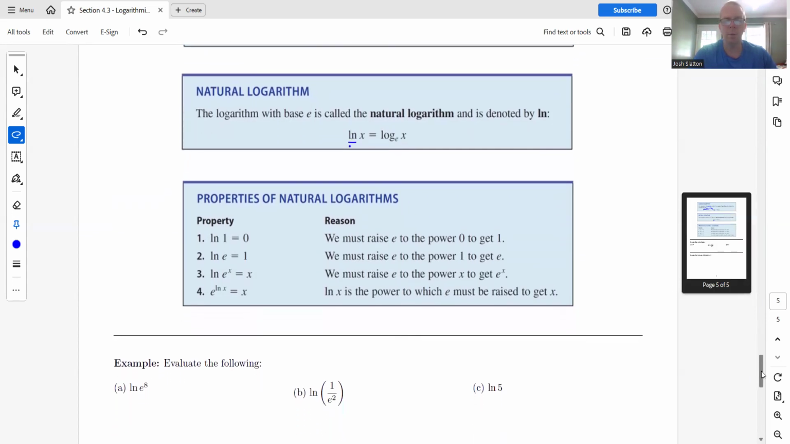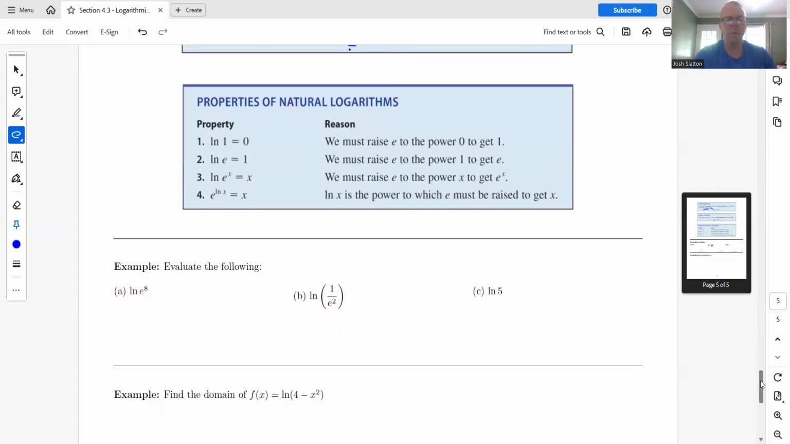Properties of logarithms. These are pretty much the same as what we had on the last page, but we're looking at ln. So ln of 1 is 0 because e to the 0 is 1. ln of e, these are inverses, so they cancel each other out. And the other two are similar to what we saw in the earlier video.